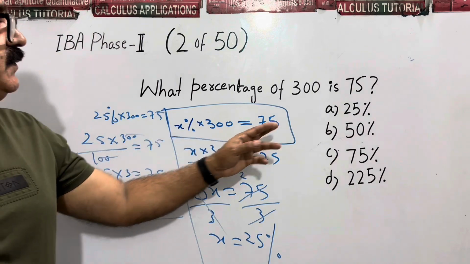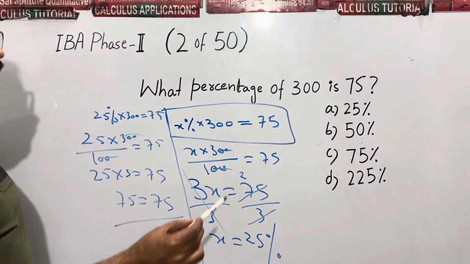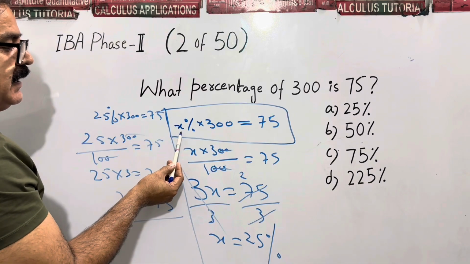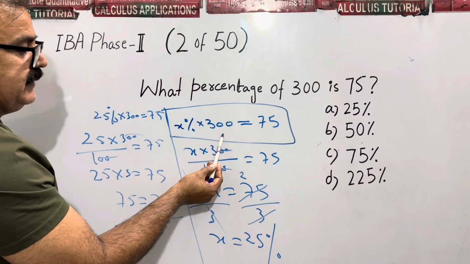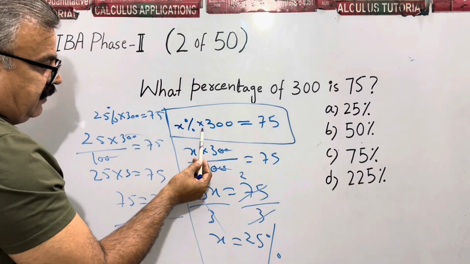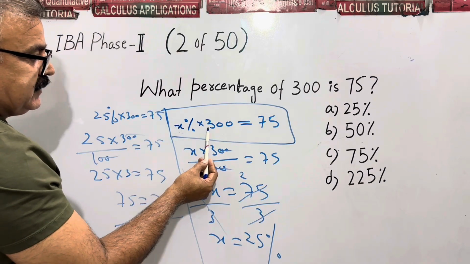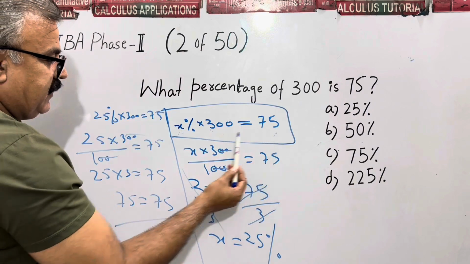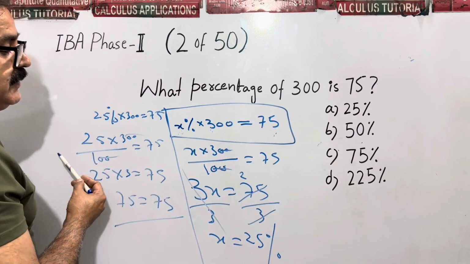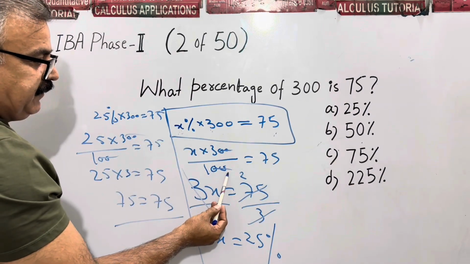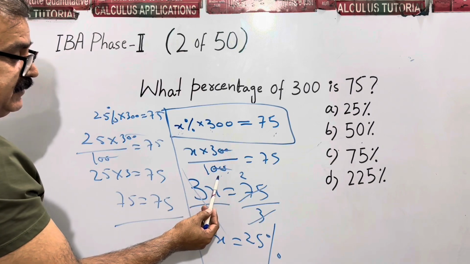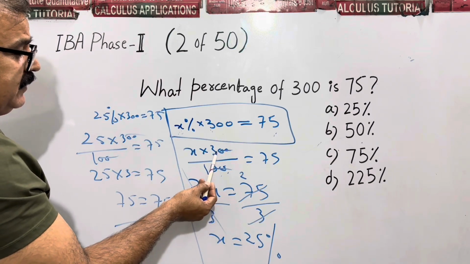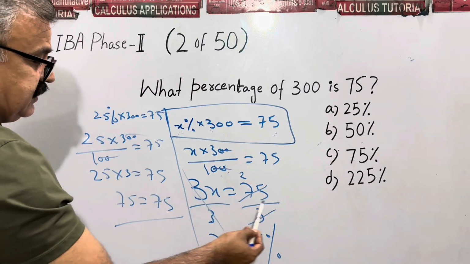What percentage of 300 is 75? Suppose X percent of 300 is 75. To get rid of the percentage sign, divide by 100. The 00 cancelled out, as we apply the table of 100: on 100 one time, on 300 three times. So 3x is equal to 75.